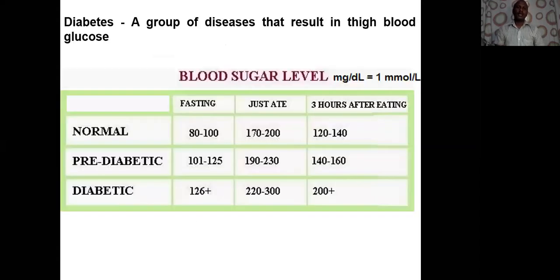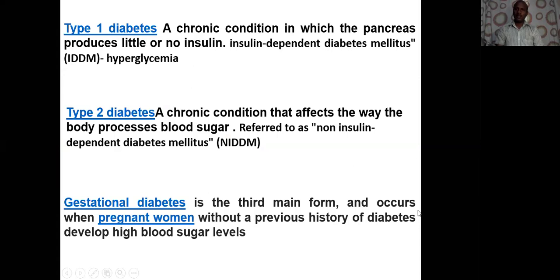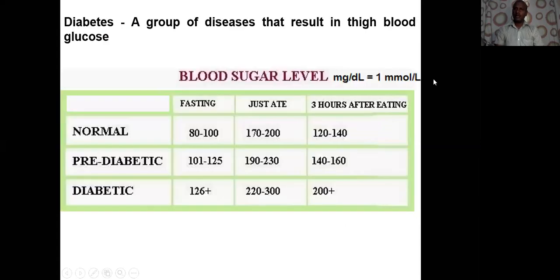So diabetes is actually a group of diseases. It is not a single symptom here. It is a group of diseases which results in variation in the blood glucose levels, that is, an increase in the blood glucose level. So these are the blood glucose levels in a diabetic patient.